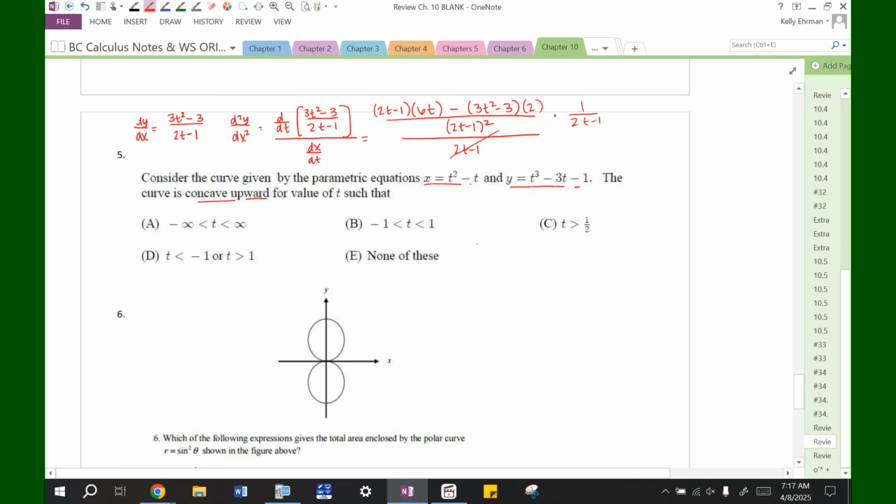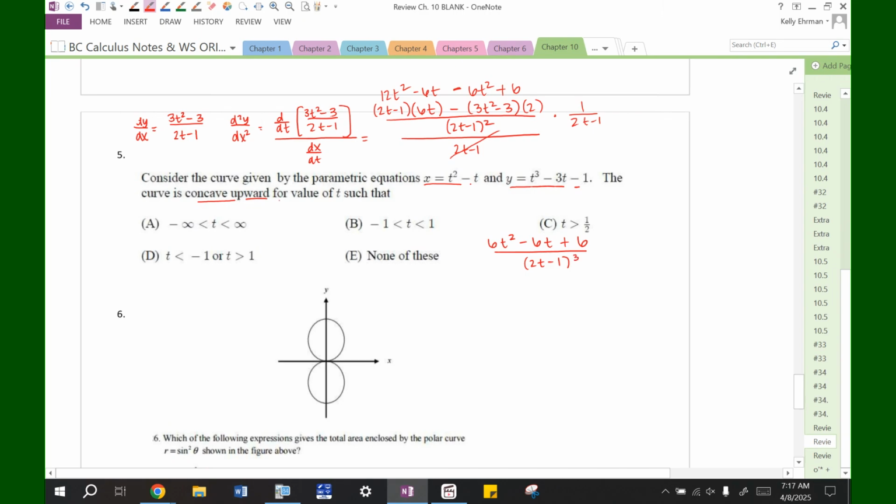I'm going to bring this down here. So, let's see, this is 12t squared minus 6t. Take a negative 2 through here. Minus 6t squared plus 6. So I have 6t squared minus 6t plus 6 over 2t minus 1 to the third.